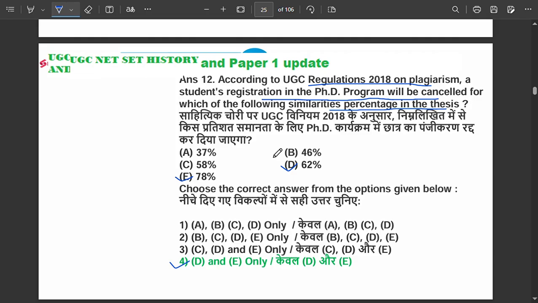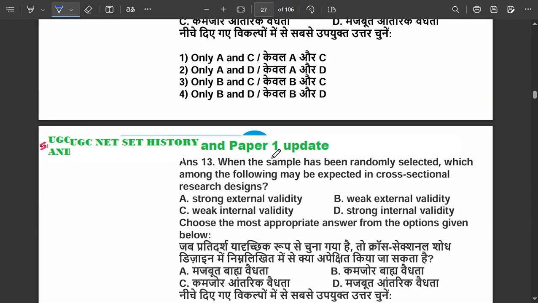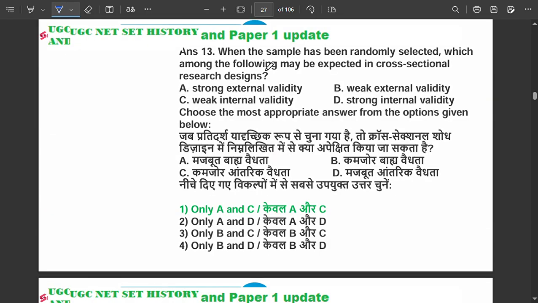Next, question number 13. When the sample has been randomly selected, which among the following may be expected in cross-sectional research design? A strong external validity and a weak internal validity was the correct answer. A and C. Okay? Option number 1 was the correct answer.